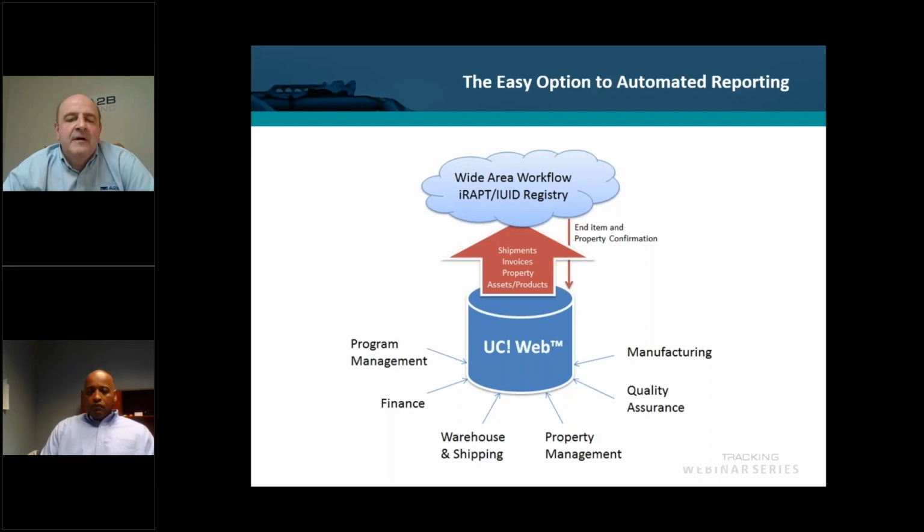We have our software called UC-Web, which gives you the full capability to submit all of your registration requirements electronically to IRAP or the IUID Registry. Actually, UC-Web can be used for the entire compliance requirement. You can use UC-Web to create your UID labels. Once the labels have been created, they've also gone through that verification and validation process. The software will only allow you to create fully compliant labels.